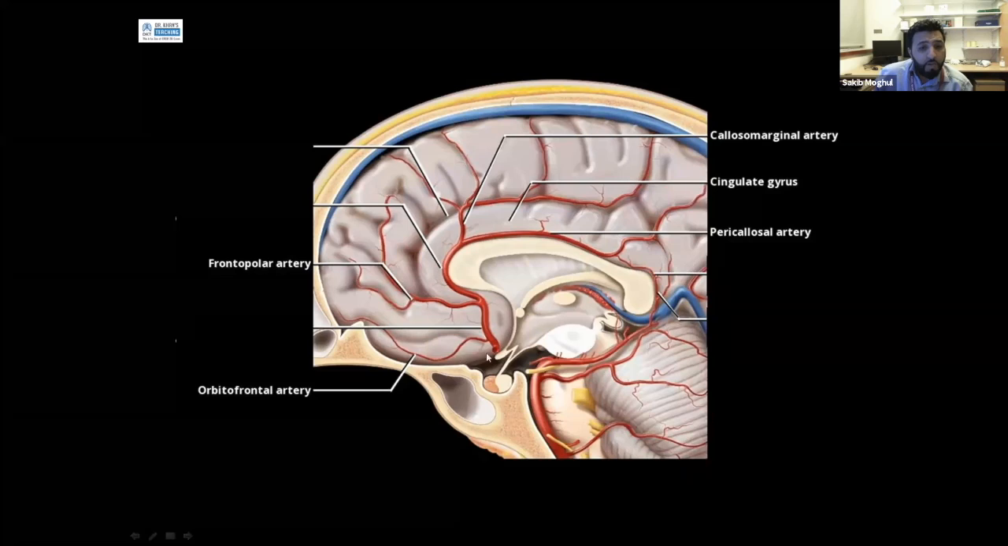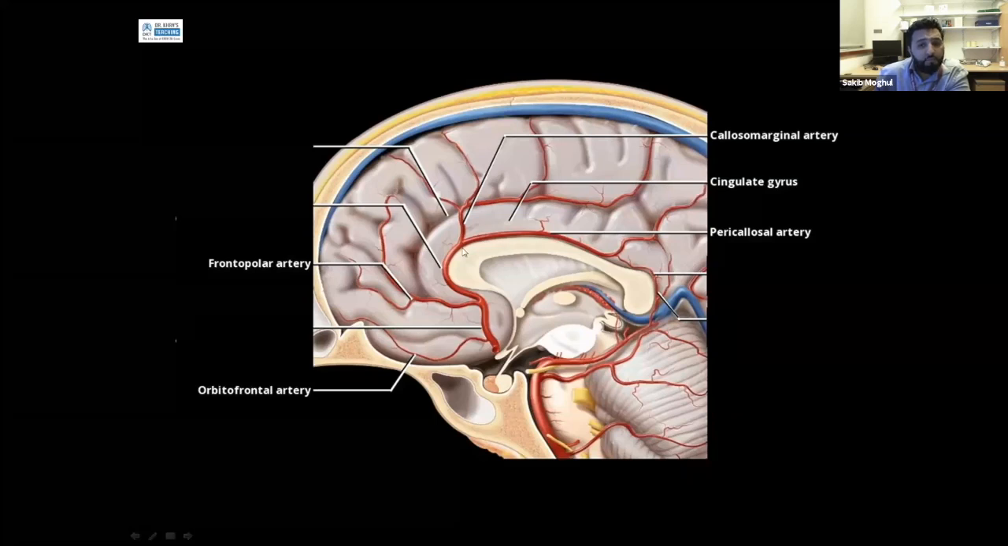The branches to know about, the very first one that arises quite close to where you see the anterior communicating artery is the orbitofrontal. The next branch up, just below the level of the rostrum, would be the frontopolar. And then the final two branches is where you get the bifurcation just above the head of the corpus callosum. And then the one that traverses through the cingulate gyrus that they talked about before is the callosal marginal.